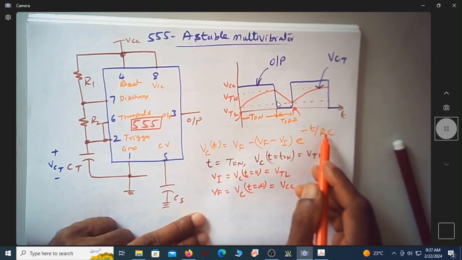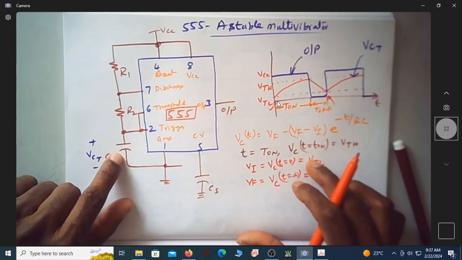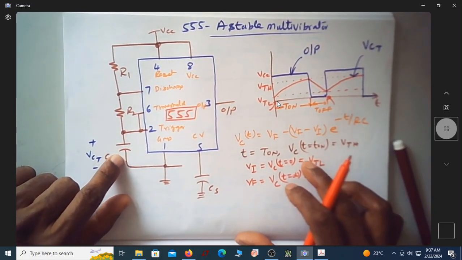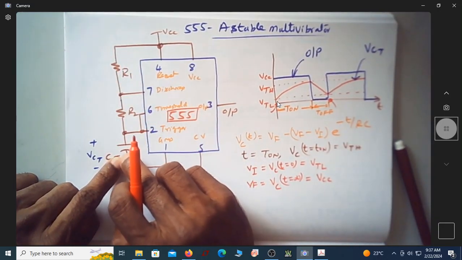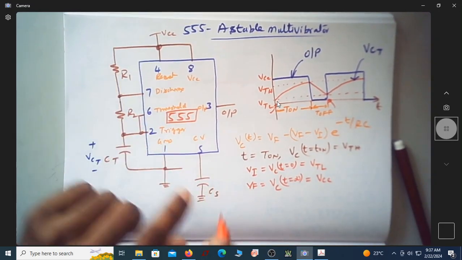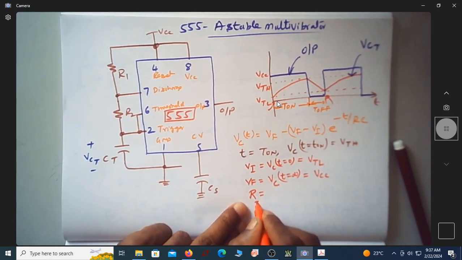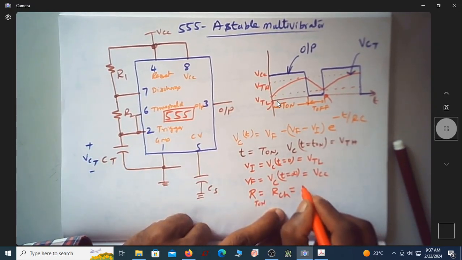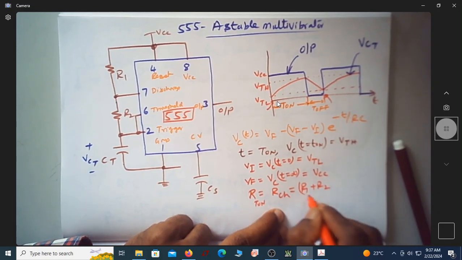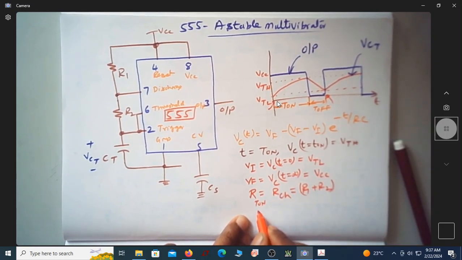Which is the timing resistor involved in charging this capacitor? This has to go to VCC, so this is the charging path. The charging path of this capacitor is R1 plus R2. I will simply call this R during on time R charge, which in this specific case is R1 plus R2. This is during charging. And the capacitor involved is C equal to CT.